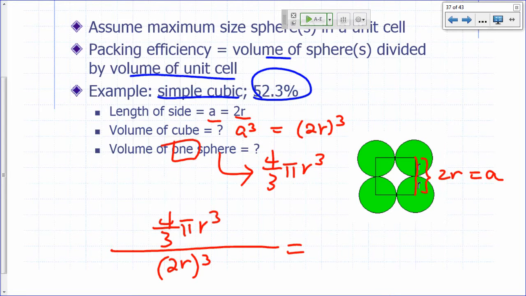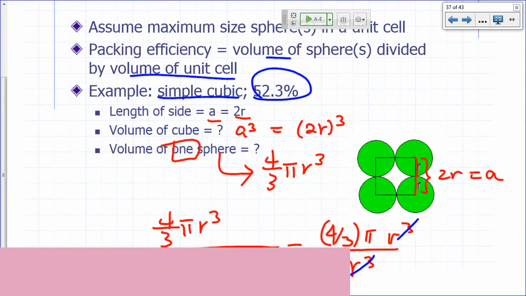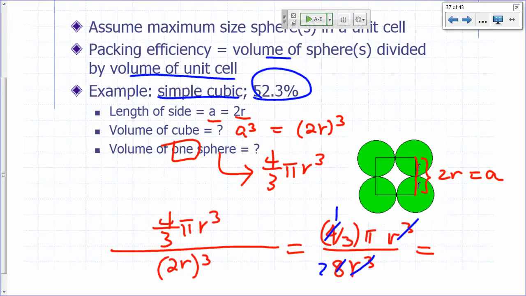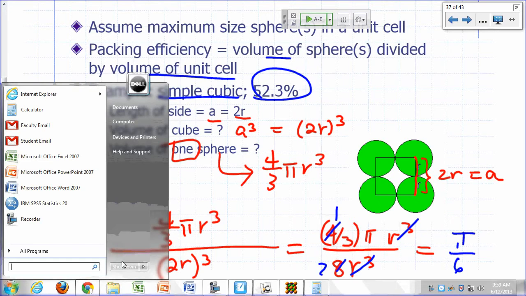Your r cubed cancels out, right? So this is going to be 4/3 pi in the numerator divided by, you got your r cubed there, and 2r cubed is 8r cubed. So r cubed cancels out, and that gives you 4/3 pi over 8. Let's simplify this. That's 1 and that's 2, right? So that's pi over 6.